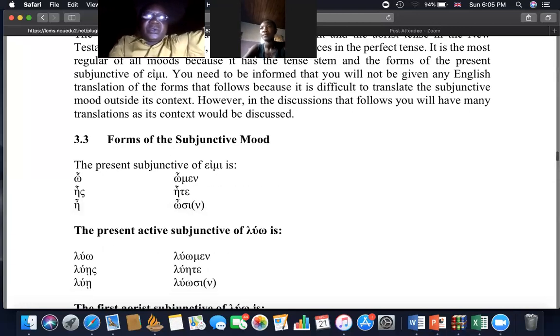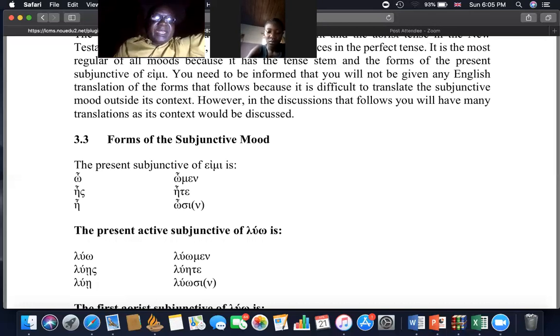Now, you are familiar with eimi, the verb to be. In the subjunctive mood, eimi will be written as o, es, e, omen, ete, osi, or osin. That is the form of the subjunctive of eimi.